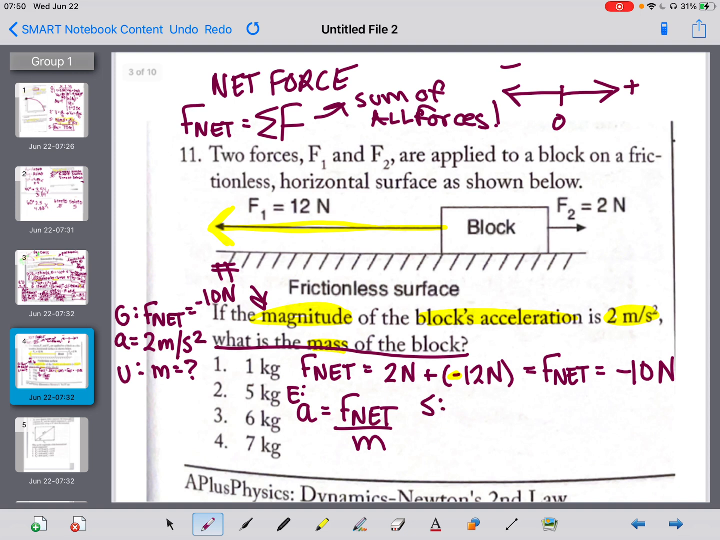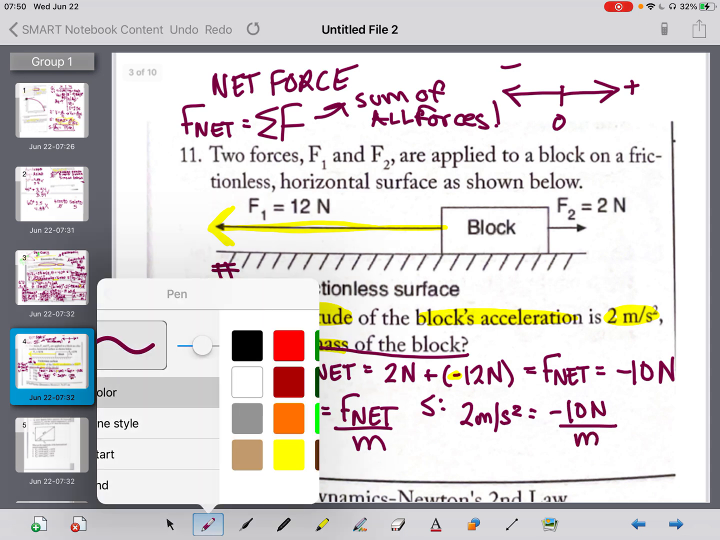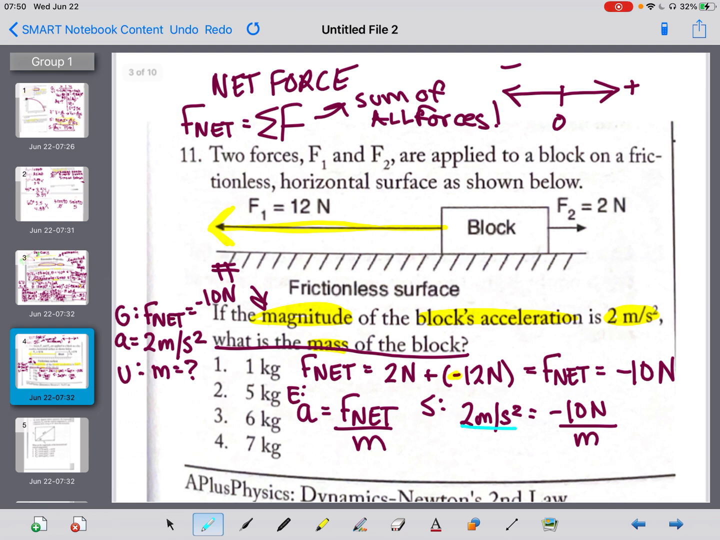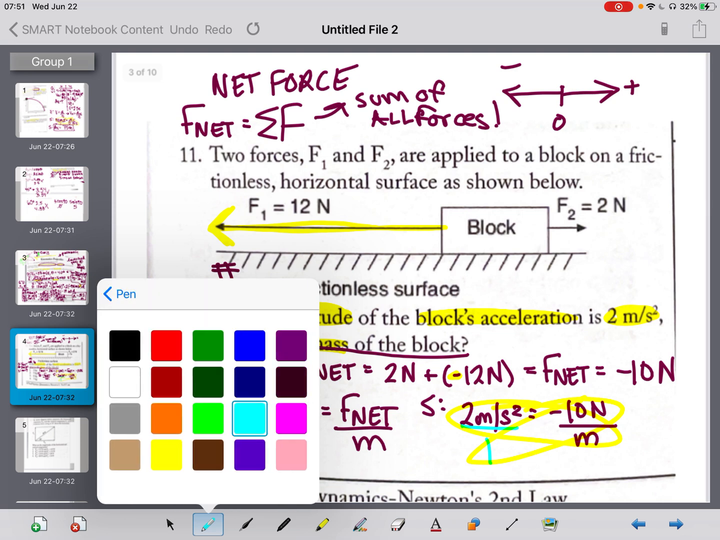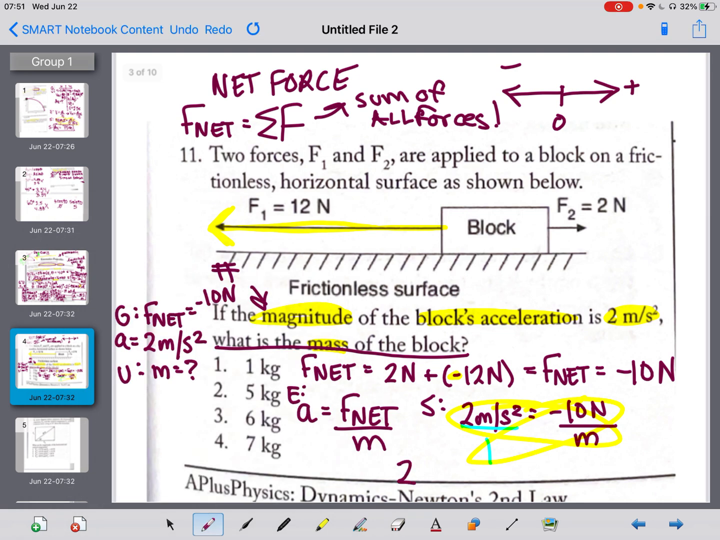Now I'm just going to substitute. My acceleration is 2 meters per second squared, my net force is negative 10 newtons over M. Again, you want to put this over 1 to make it a ratio, because then we can see that we can cross multiply. So we have the following: 2M equals negative 10, divide by 2, divide by 2, M.